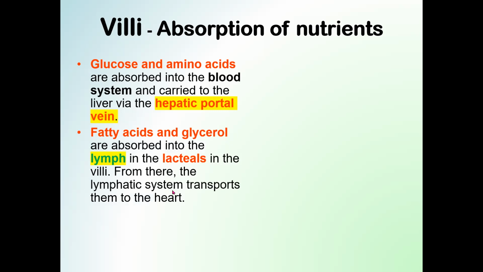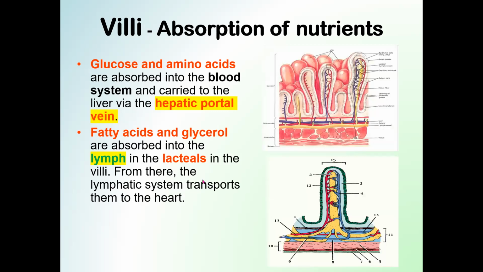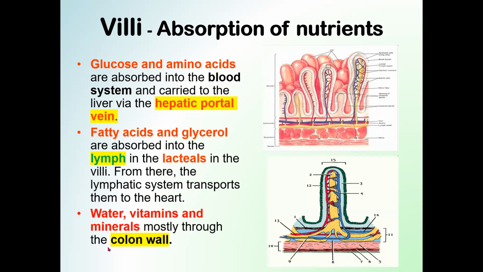So, this is what I just said. So fatty acids, glycerol, they absorb into the lymph. That's the second bit. Okay. So first of all, the hepatic portal vein, I'll come back to it. I should have done this the other way. The lymph in the lacteals and so on, and then they go into the system, into the heart, I mentioned. And so this is basically what I said before. Water, vitamins, and minerals, they just go through the colon, the large intestine wall. They go right through to the large intestine, they're absorbed there.